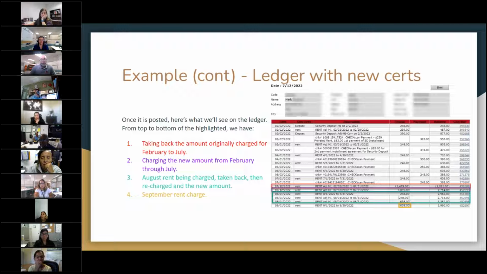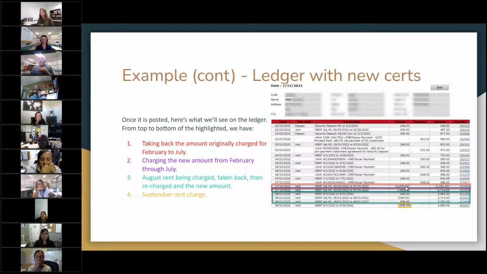Once this is posted, this is what we'll see on the ledger. And I didn't put a box around it, but here's our $390 for the security deposit, additional charge. That's in addition to what was originally charged, the $248. The resident owes that. Again, though, it's not a rent and HAP code, so it's not something that would be involved in a repayment agreement.